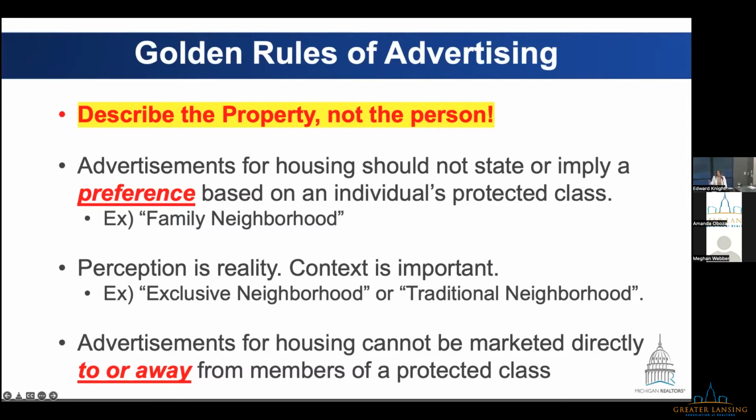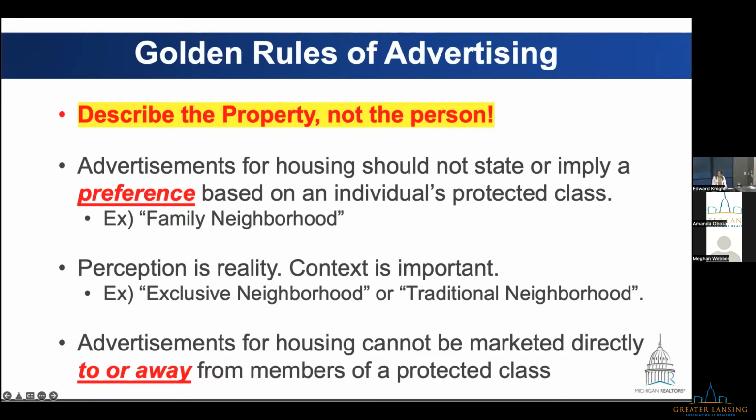That phrase isn't blatantly discriminatory. If I said perfect for empty nesters, that's not saying no children. That's not saying no families or no young couples. But it does kind of paint a picture that maybe older couples are preferred, and we really want to avoid creating any idea of a preference.